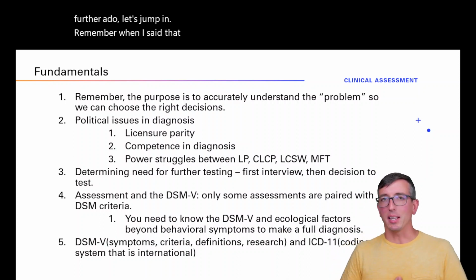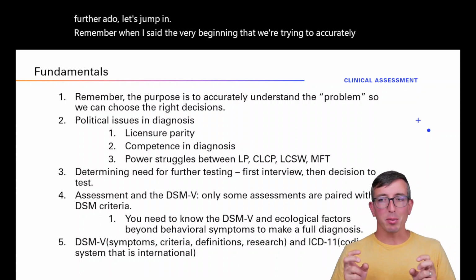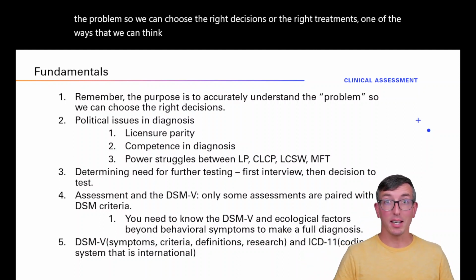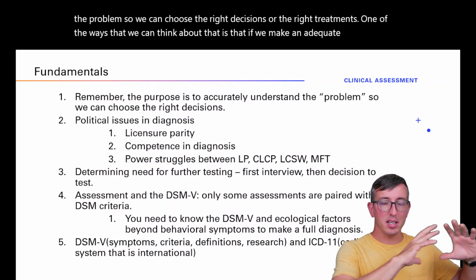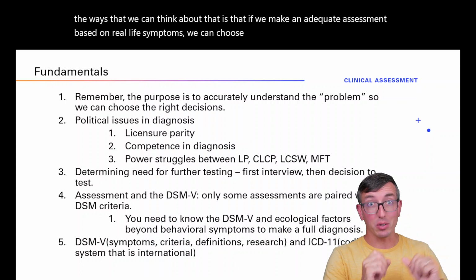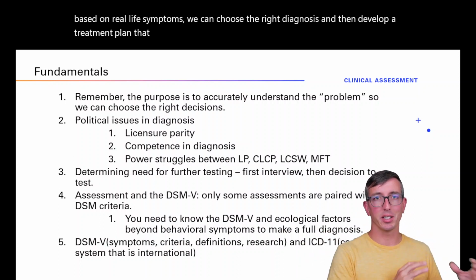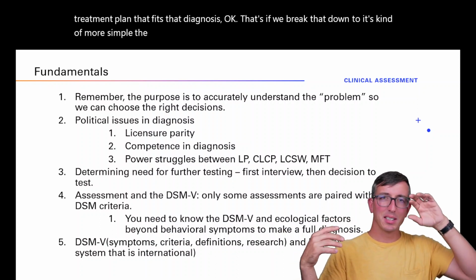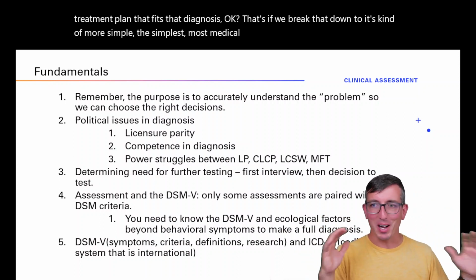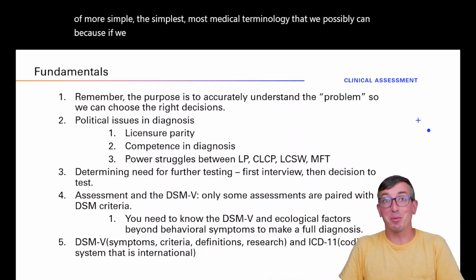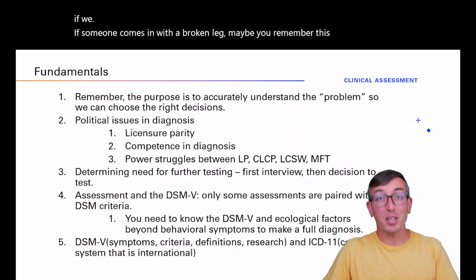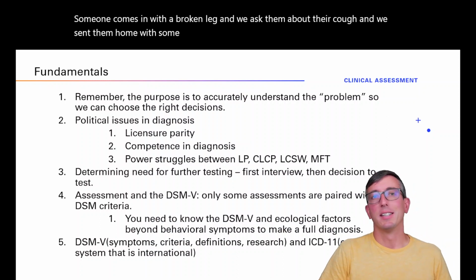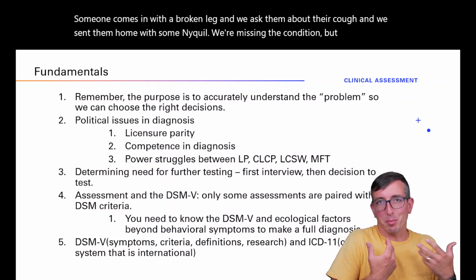Remember when I said at the very beginning that we're trying to accurately understand the problem so we can choose the right decisions or the right treatments? One of the ways that we can think about that is that if we make an adequate assessment based on real life symptoms, we can choose the right diagnosis and then develop a treatment plan that fits that diagnosis, okay? That's if we break that down to the simplest, most medical terminology that we possibly can. Because if someone comes in with a broken leg, and we ask them about their cough and we send them home with some NyQuil, we're missing the condition, but we're treating something that's completely wrong.